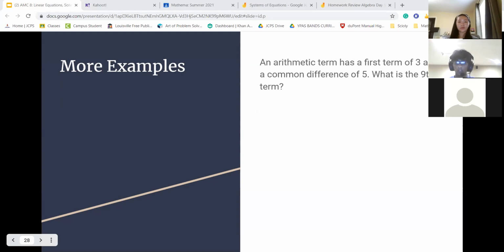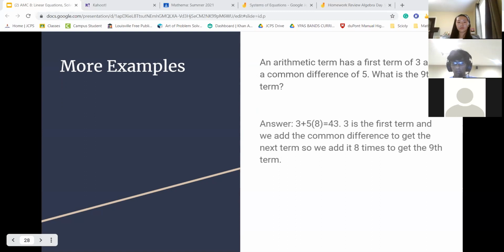And the answer here is actually going to be 43. This is because 3 is going to be the first term, and we add the common difference to get the next term, right? So we added 8 times to get to the 9th term, because the first term is already 3. So it's going to be 3 plus 8 times 5, and that's 40 plus 3, which is 43. All right, does anyone have any questions? Because I saw a lot of you guys thought it was 48, which is 9 times 5 plus 3.